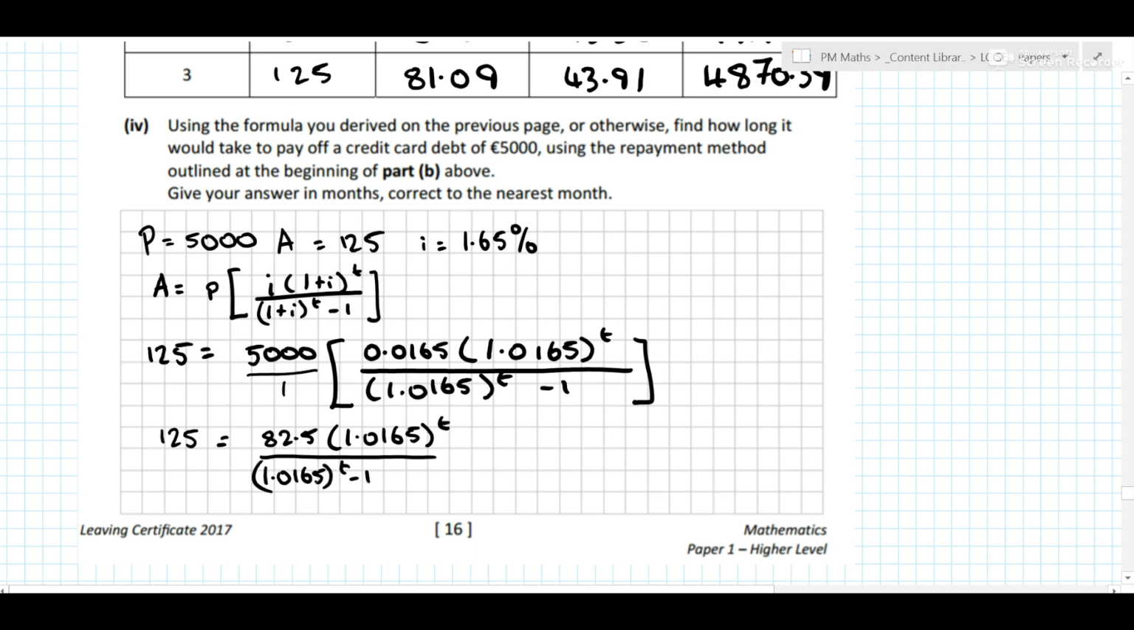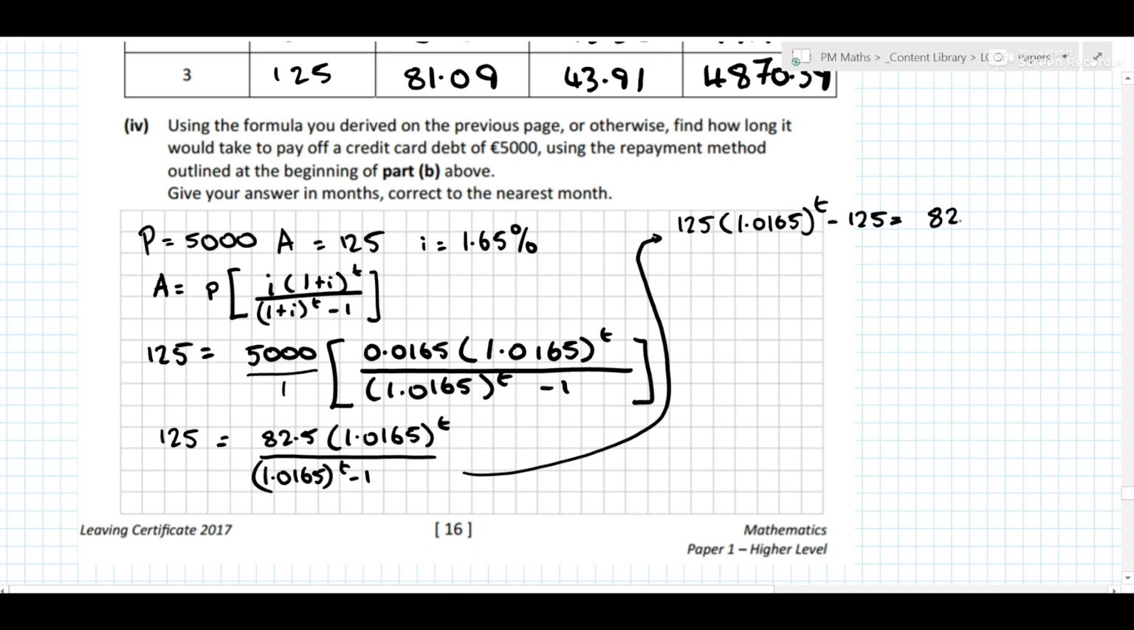Now, how will you get rid of the fraction here on the right hand side? You can multiply both sides by the bottom line. If you multiply the right hand side by the bottom line, it'll just be removed. So on the left hand side then, it's going to be 125 times 1.0165 to the power of t, minus 125, is equal to 82.50 times 1.0165 to the power of t.